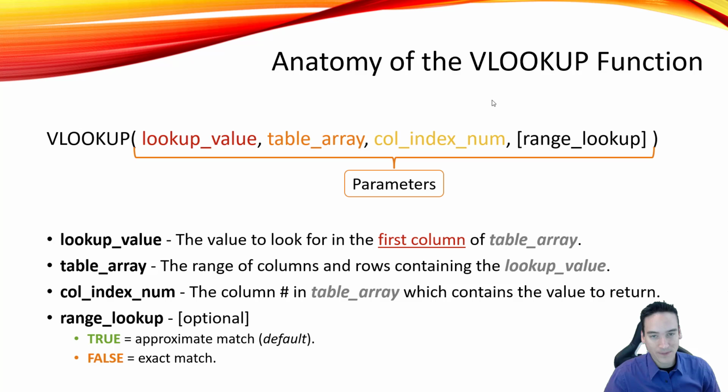The last option is optional, but it is an important optional parameter, and that's because it's often confused that the true value is the one that you want, when most of the time the false value is the one that you probably want to use. True means that you are doing an approximate match to the value that you're looking up. This is the default behavior. False means that you want VLOOKUP to find an exact match.